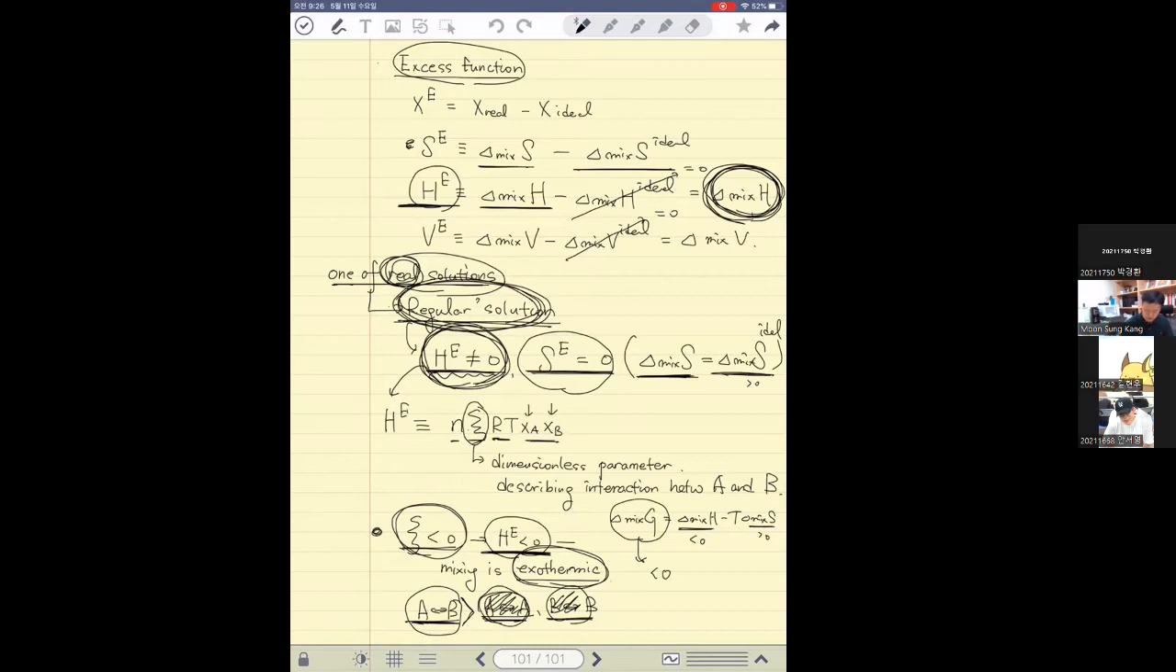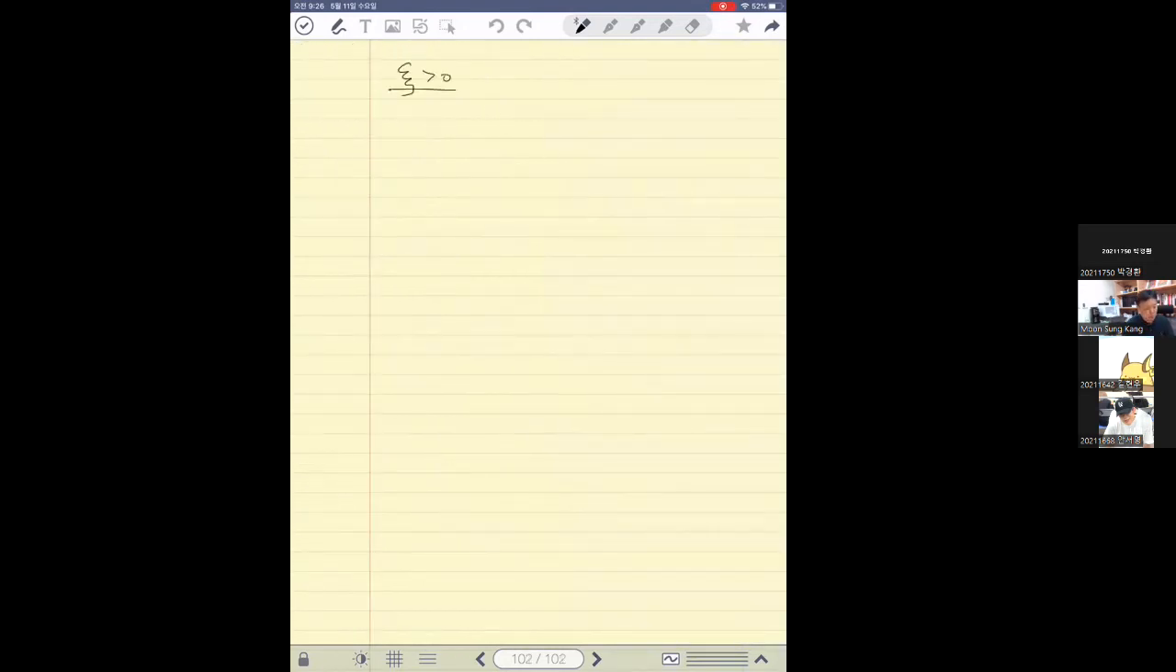Let's think about the opposite case where you have a positive squiggle. This now tells you that excess enthalpy is a positive value. In this case, mixing is endothermic. What I mean by endothermic is that when you mix them, the enthalpy increases, right? And that happens when interaction between A and A or B and B are much stronger or more favorable compared to interaction between A and B. The interaction between A and B are not so favorable. They don't like each other, and they would rather exist separately. So they don't want to be mixed. And therefore, if you compare before mixing and after mixing, you would find that the enthalpy is going to increase, right?